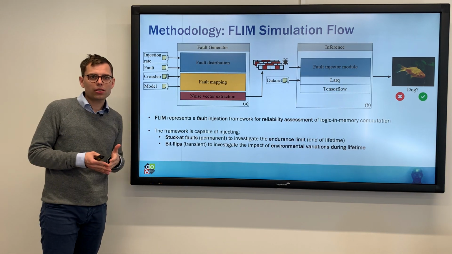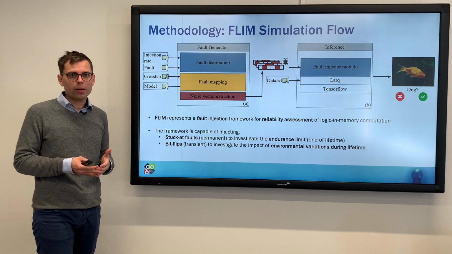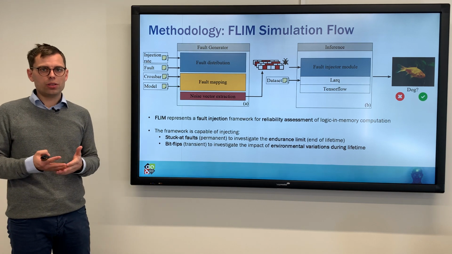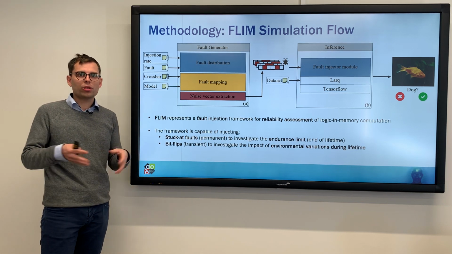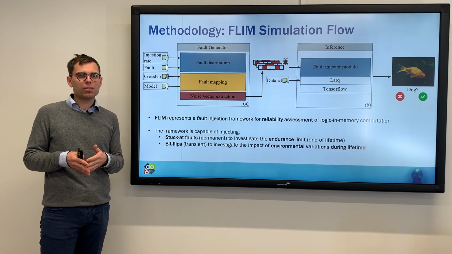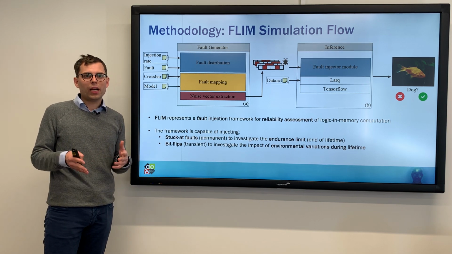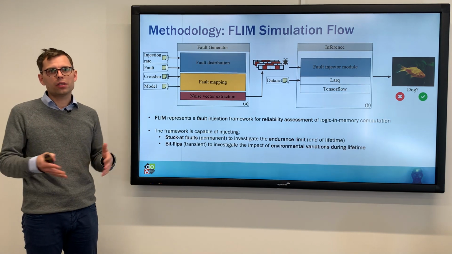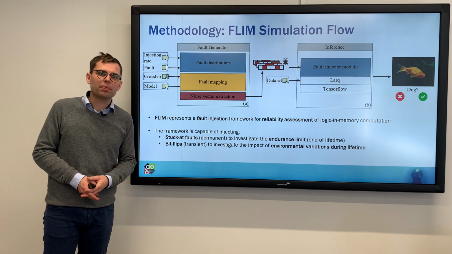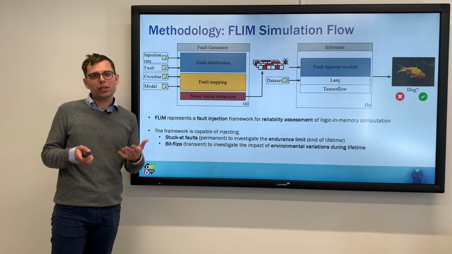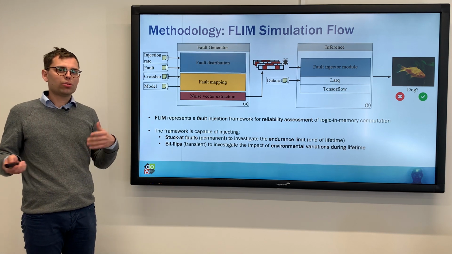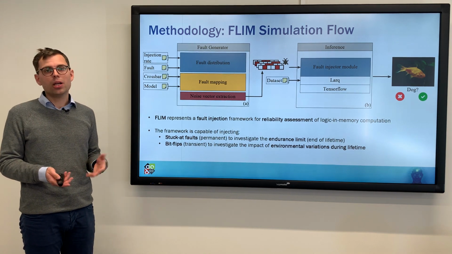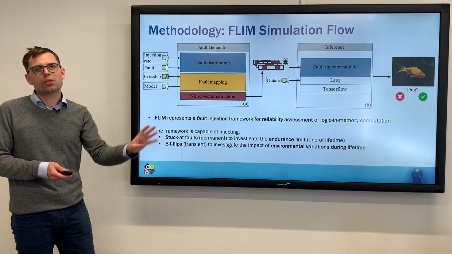There are two different kinds of faults that we can model in our framework. We can model both permanent and transient faults. Permanent faults are stuck-at faults. Stuck-at faults mean one cell is just stuck at a certain value, and this basically limits the lifetime of your device because of the endurance limit, right? You have used your cell for a certain number of times, and then it's stuck with one value, and that's your lifetime. And then we also have bit flip faults, which are transient faults. These can happen due to environmental variations during the lifetime of the device, but they heal themselves after a certain time. So for some time a cell is at the wrong value, and then it goes back to the right value again.